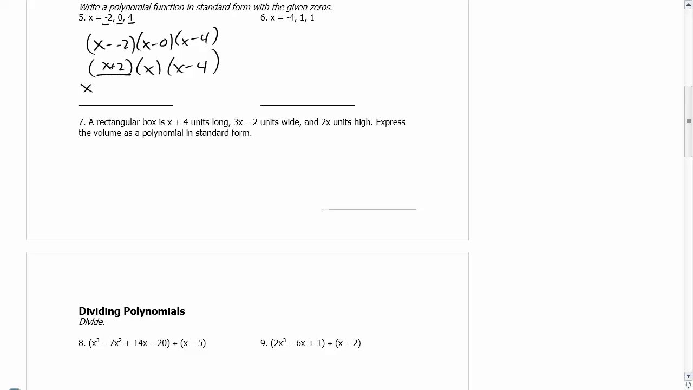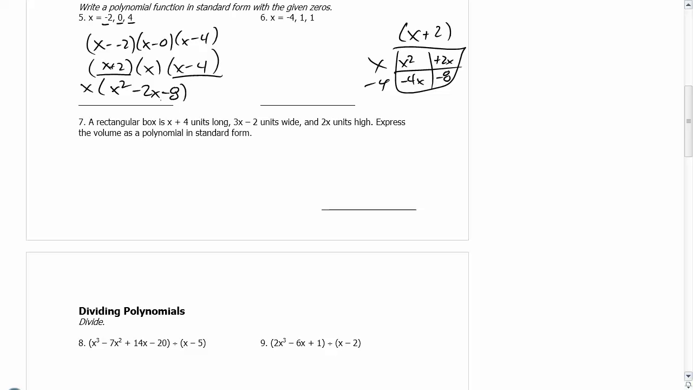So I'm going to do FOIL or box method on this right here. (x + 2)(x - 4) is going to give you x squared plus 2x minus 4x minus 8. That's going to give you x squared, remember, top right, bottom left simplifies to minus 2x, and then minus 8. Last, distribute everywhere. So our final answer: x times x squared is x cubed, minus 2x squared, minus 8x.